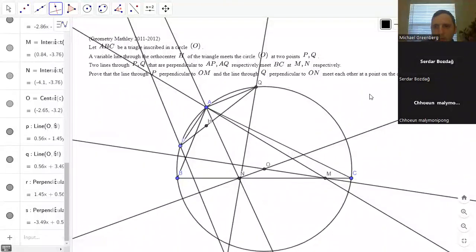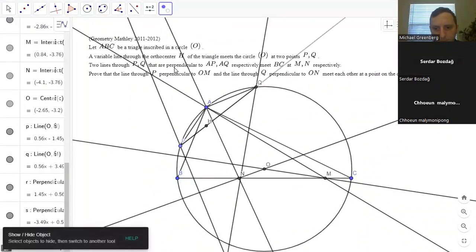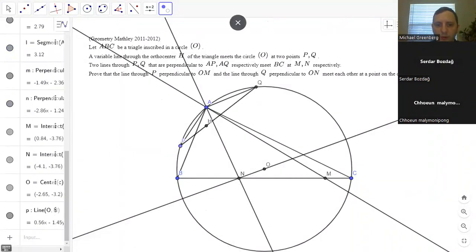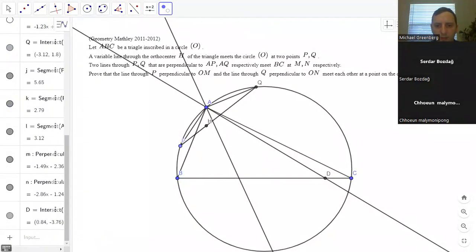Okay. Oh, wait, did I do something wrong here? Let's see. So we have a line that meets at P and Q. We have a line through P. Did I hide something? Wait, we have a line through P perpendicular to, oh, I think I drew this wrong. So I drew the lines through A instead of through P and Q. I need to go all the way back. It's my bad.